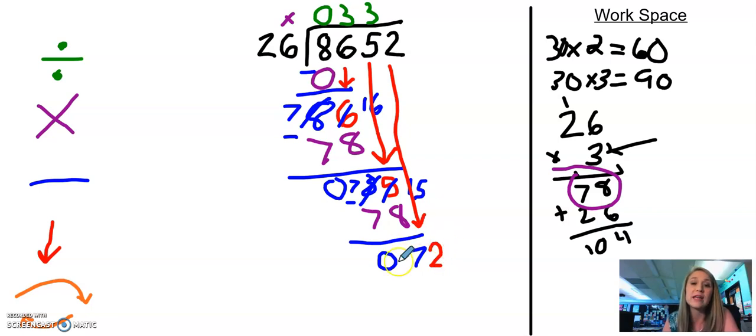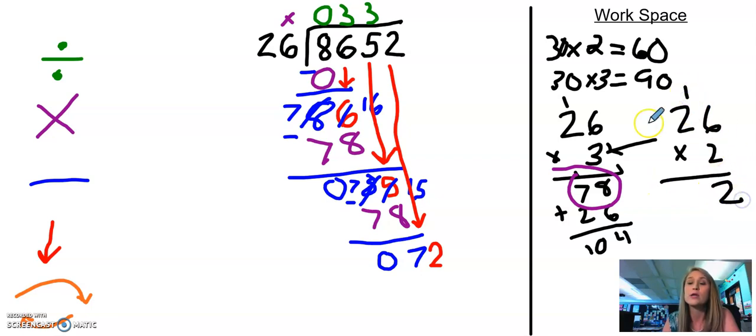So now I'll be dividing 72 by 26. Well, going back over here to the work I've already done, I see that another 3 is too big. So that tells me that I'm going to have to do 26 times 2. 2 times 6 is 12, carry your 1. 2 times 2 is 4, plus 1 is 5. So I'm going to use this information to help me divide. I'll put the 2 up above the other 2. And then I'll multiply 2 times 26 is 52.